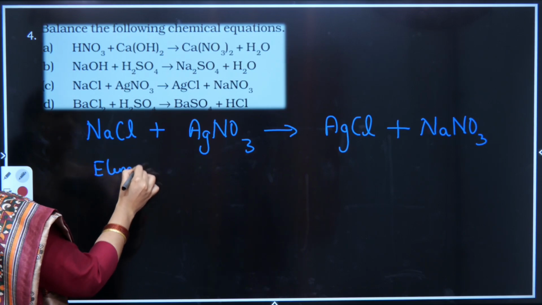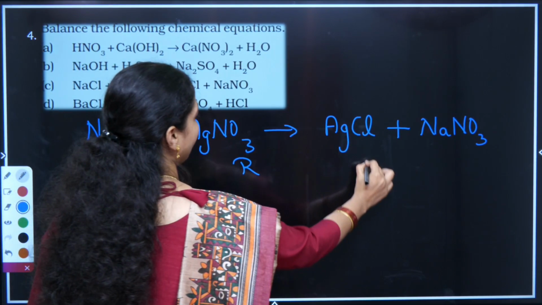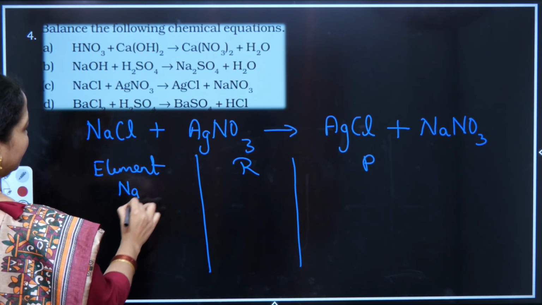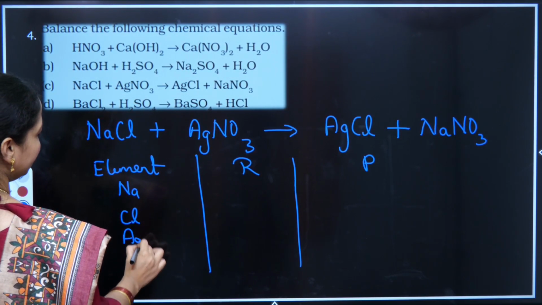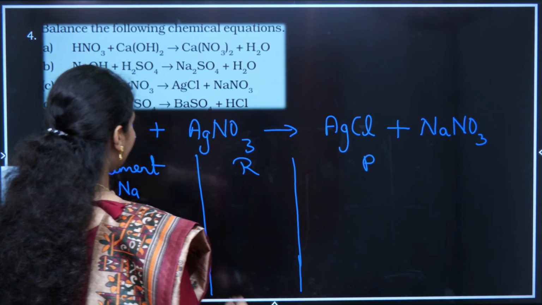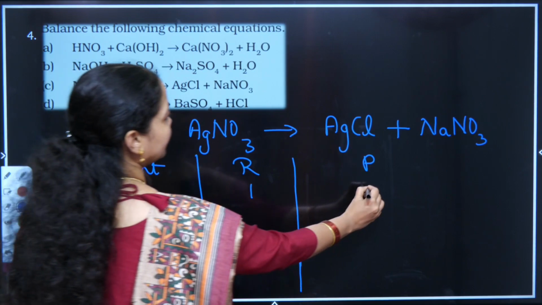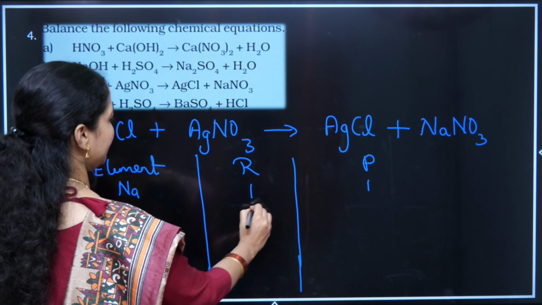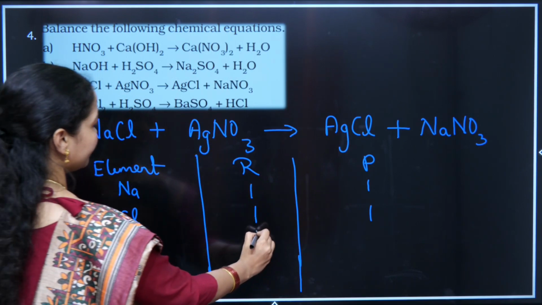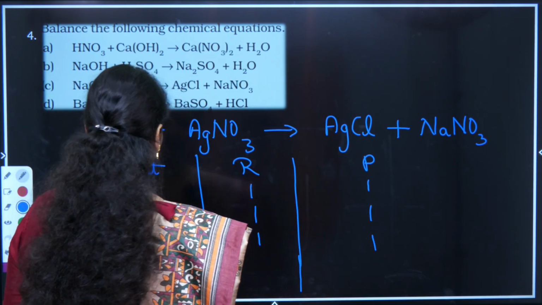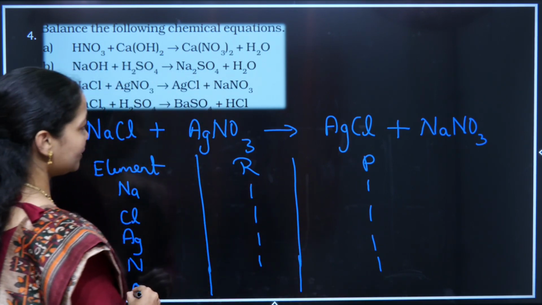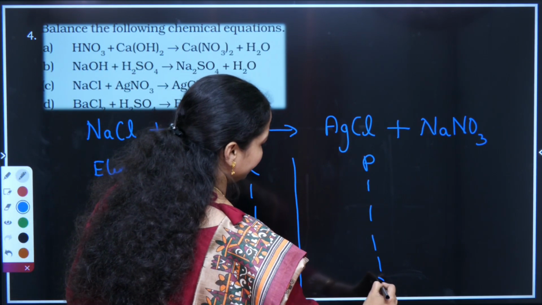Elements, reactant, product. So the names of the elements are sodium, chlorine, silver, nitrogen, oxygen. I have 5 elements present with me. The count of sodium, 1 in my reactant, 1 in my product. Count of chlorine, 1 in my reactant, 1 in my product. Count of silver, 1 in reactant, 1 in product. Count of nitrogen, 1 in reactant, 1 in product. Count of oxygen, 3 in reactant, 3 in product.